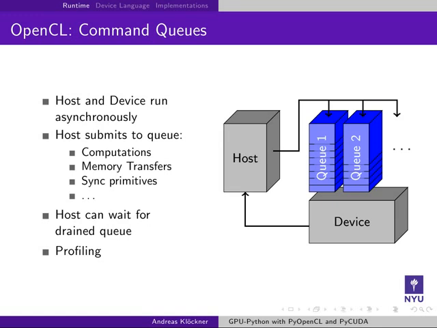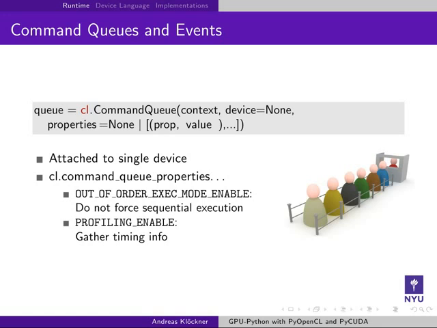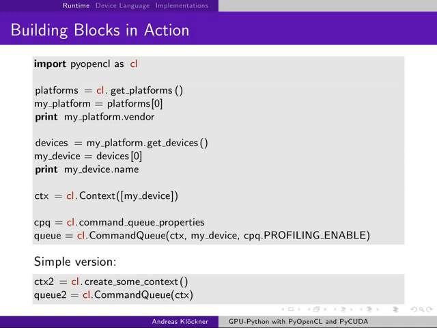Okay. So, key points to remember: one device per queue, but multiple queues per device. That's the multiplicity. And you can switch into out of order. You can do profiling. And once you have a command queue, you're pretty much all set. That's all the setup work.